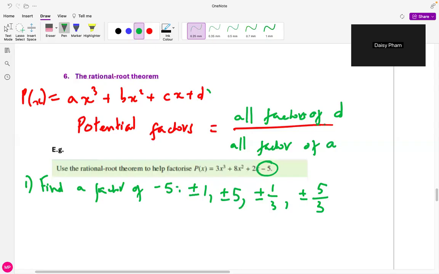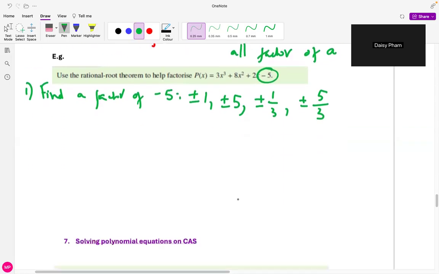That's called the rational root theorem. Okay, so we have it right here. Now we just need to do trial and error and see which one will give us 0.